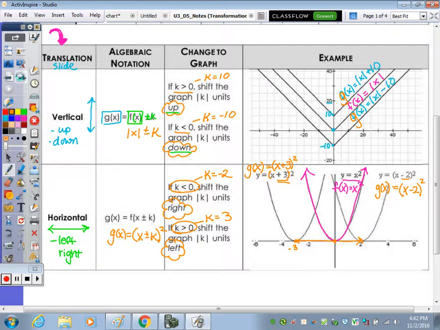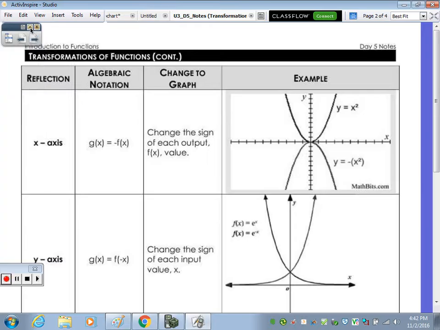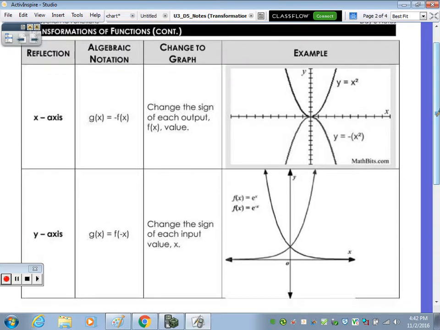On the next page, the translation is a reflection. We can either flip it upside down and reflect over the x-axis or reflect it over the y-axis. So rather than doing each one of these separate or looking at each row separate, let's just take a look at our algebraic notation. So for reflecting over the x-axis, you have the negative out front, and that's because you're changing the sign of each output value. So let's circle output. With reflecting over the y-axis, the negative is within your function itself, because we're changing each input. So let's take a look at the graphs.